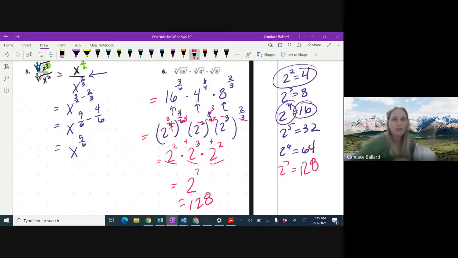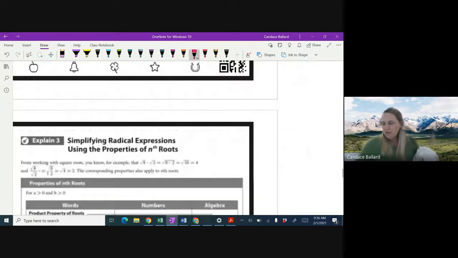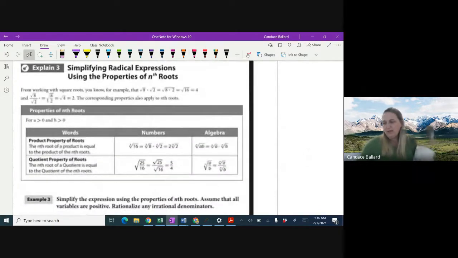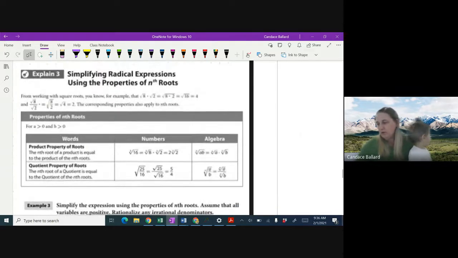All right, we're going to switch gears just a tad, tweak it just a little bit. Okay, so we are going to simplify radical expressions using properties of nth roots. Okay, a little bit different. We're going to probably see a little bit more algebraic stuff in here, I think. Yes, we're going to see some more letters, less numbers.